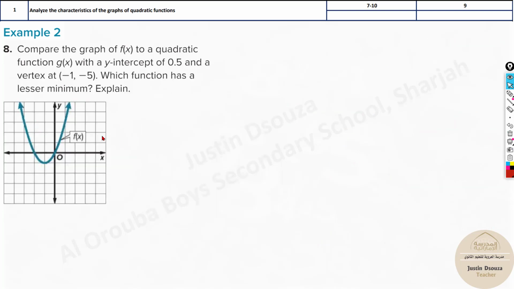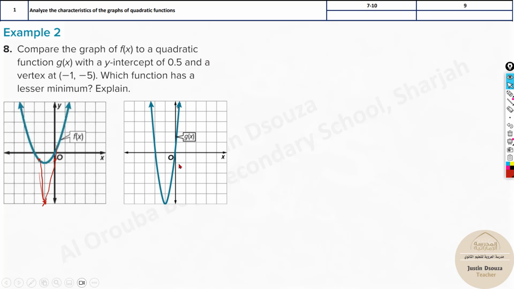Let's see this problem as well. Now it's having a minimum over here. Let's see which is having the lesser minimum. Let's plot the other graph as well. The vertex is at -1, -5, 2, 4, 5. Obviously this g of x is having a lower minimum, and they have told the y-intercept is at 0.5. That's over here. So that means somewhere over here will be the other point. So the graph will be very steep like this. It's not very accurate, but you can see the original graph will be something like that.